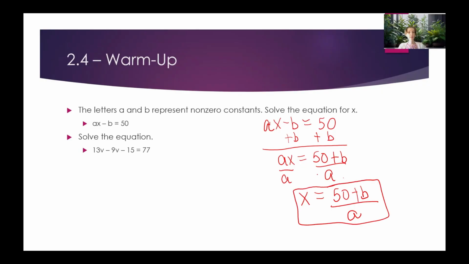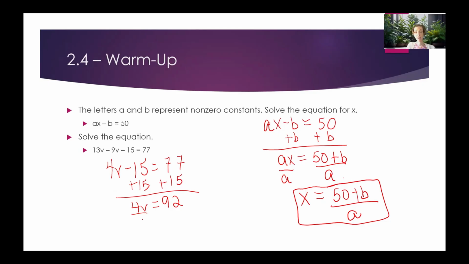All right, now let's solve this equation. So first thing we want to notice is we have 13v minus 9v, so we want to add our like terms, or in this case, subtract, right? So we're going to get 4v minus 15 equals 77. Then we want to work on getting that v by itself, right? So we're going to add 15 to both sides. And we get 4v equals 92. And then we have 4 times v, so that means we want to divide by 4, right? So we get v equals 23.